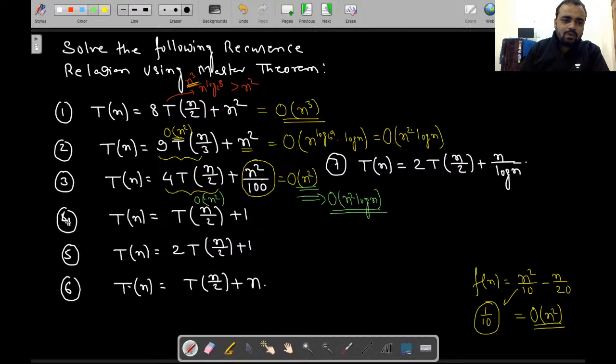Similarly, just think about problem number 4, 5 and 6. So see, problem number 4. From problem number 4, what are you getting? See, I'm just doing it in a separate sheet. It is given as T of n. This is problem number 4.